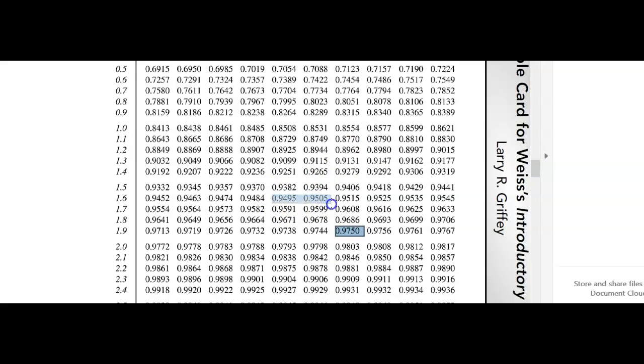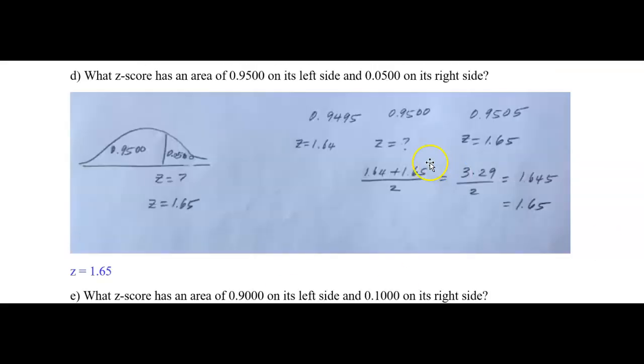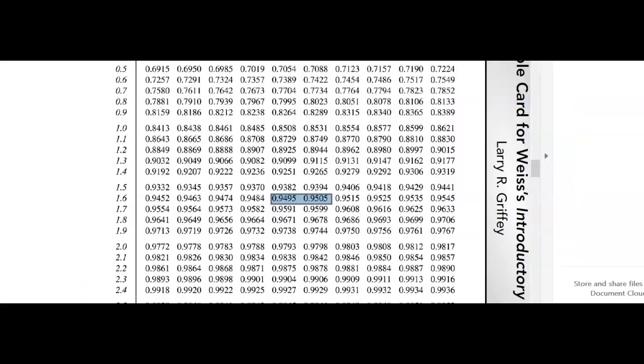Similar situation as the first case, right? We have 9495, then 9505. 9500 is exactly in the middle of those two numbers. Make sure you understand what I'm saying. It is exactly in the middle. So we will have to find a z-score that's exactly in the middle of the two z-scores here. 9495, then the table jumps to 9505. 9495 has a z-score of 1.64, and 9505 has a z-score of 1.65.